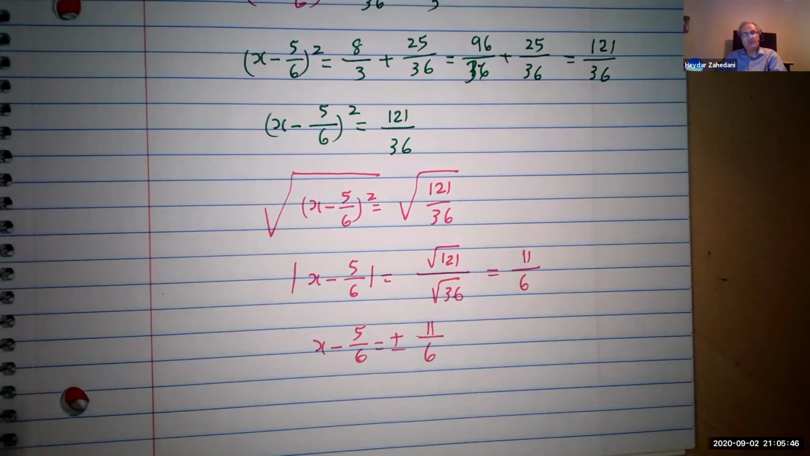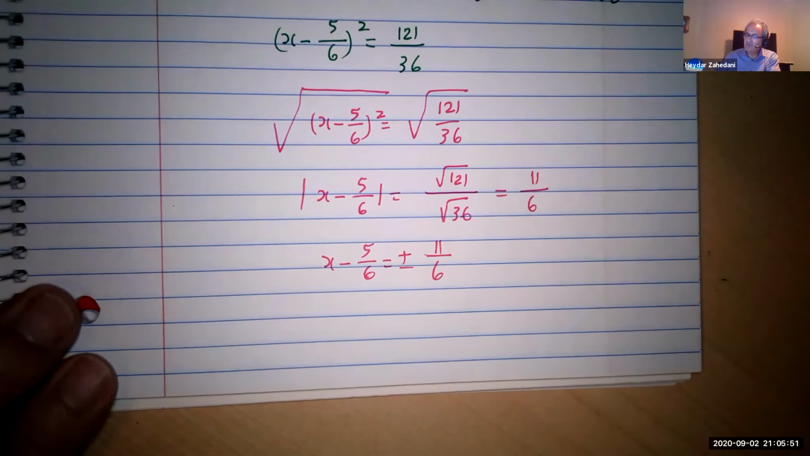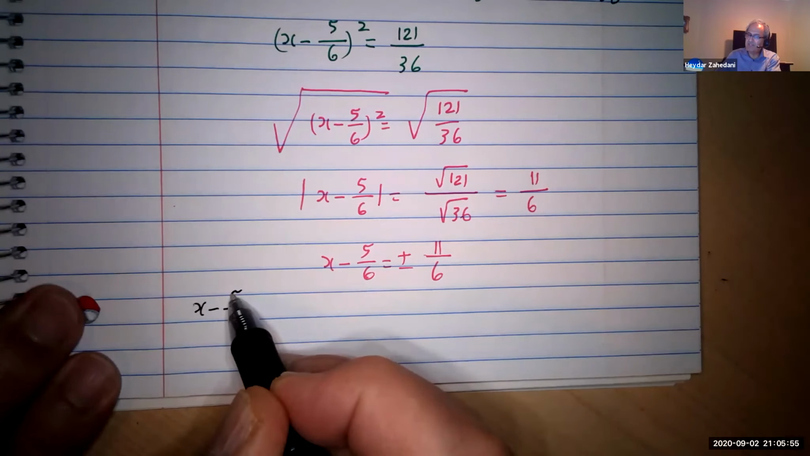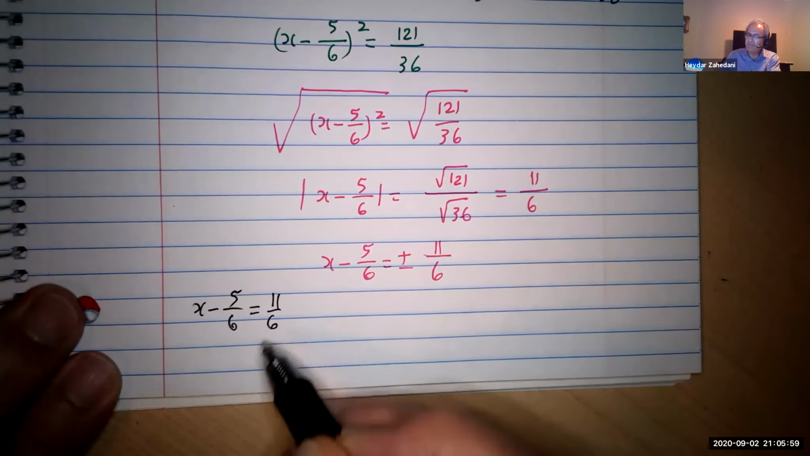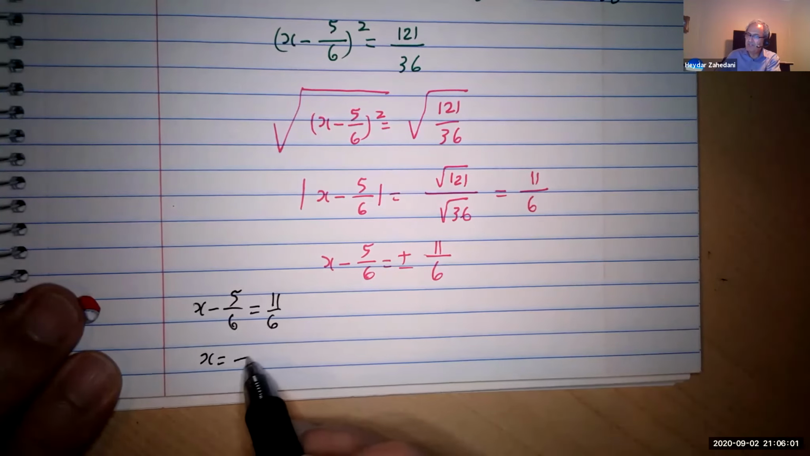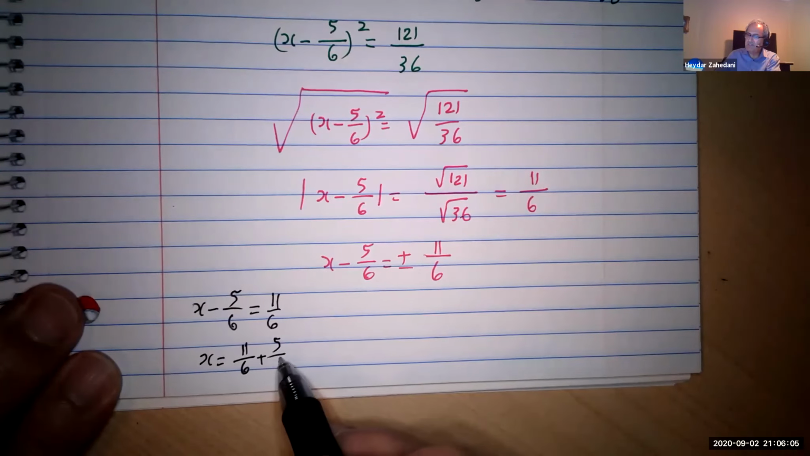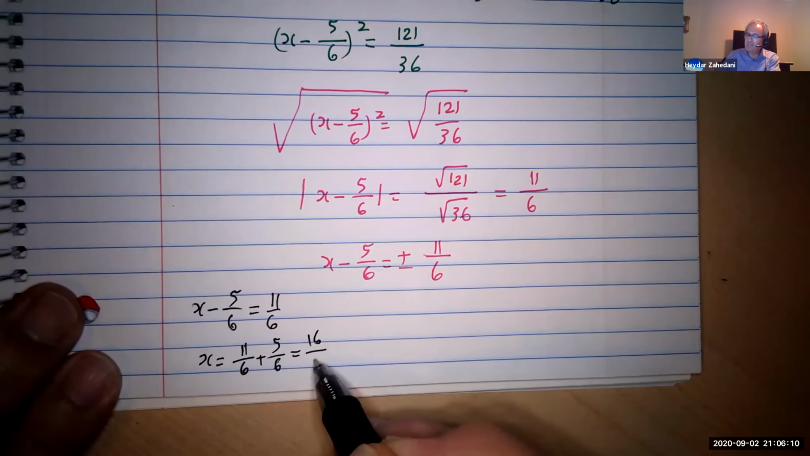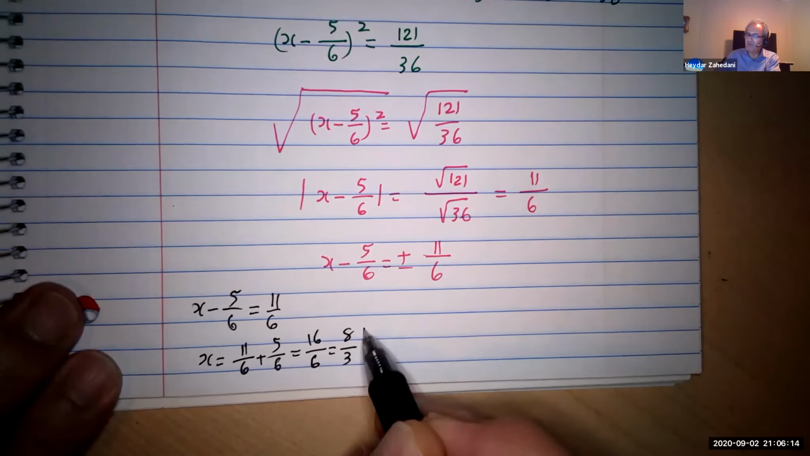So you have to consider two cases to find the x. Case one would be x minus 5/6 equal to the 11/6, positive. So x would be 11/6 plus 5/6, which is 16 over 6. You simplify by 2, that gives you 8/3. One solution.